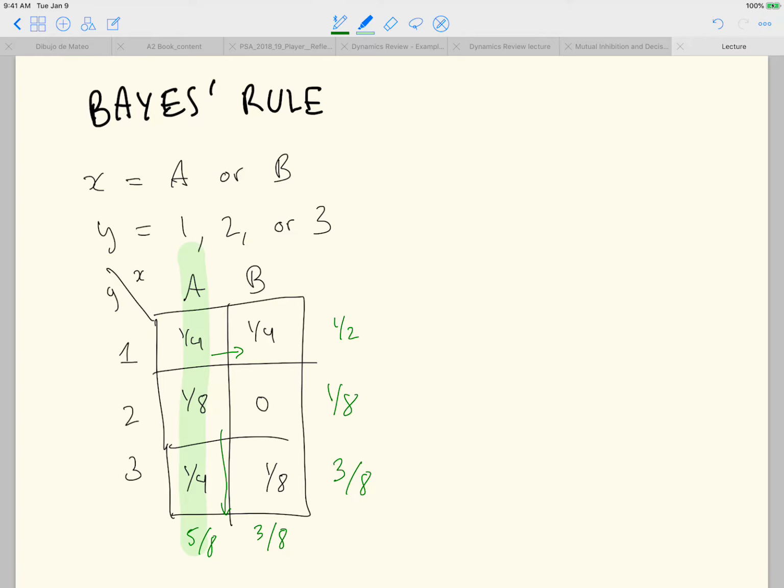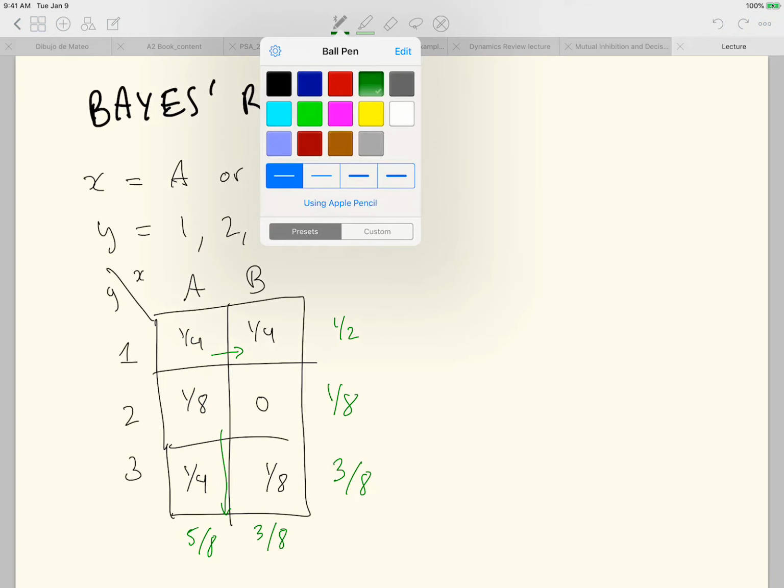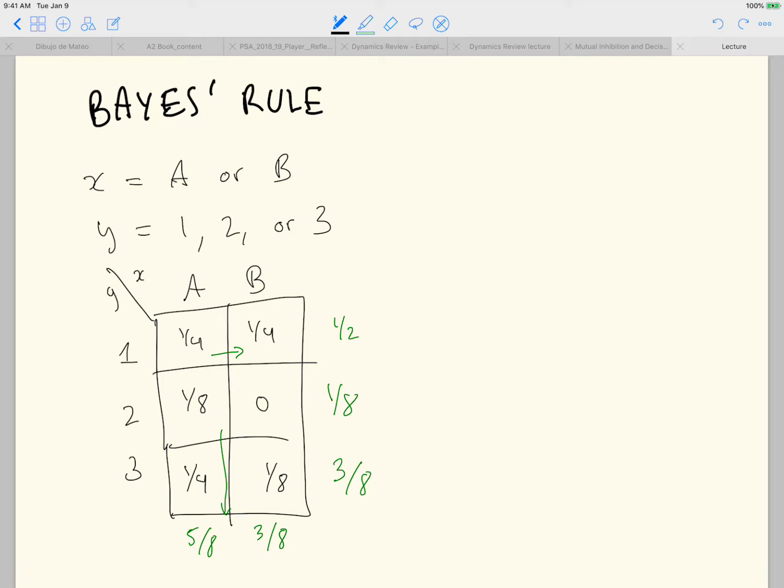Well, let's just write it out. So it's going to be 1/8, right? So that's the thing in the middle, this, divided by the total. So it's 1/8 over 1/4 plus 1/8 plus 1/4. That's the fraction of times out of these that you landed here. Does that seem intuitive and reasonable?